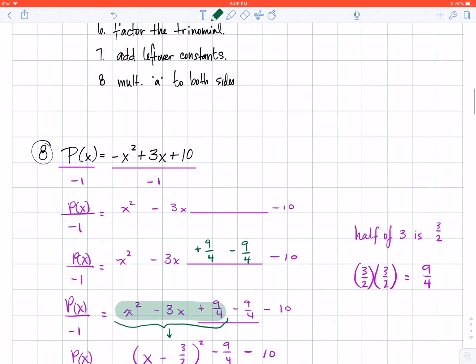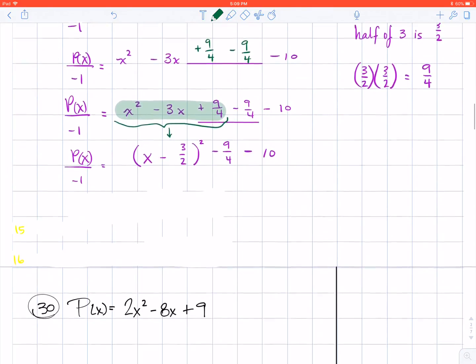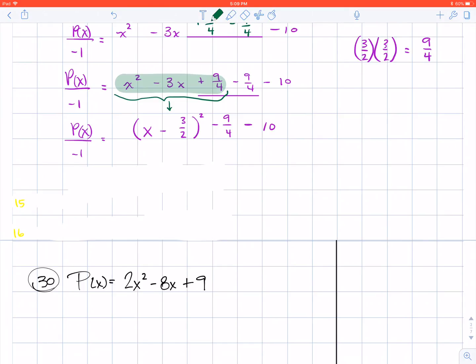So then next on my list says that you're going to add the leftover constant. So here's where I'm going to combine my like terms. I want to combine a negative 9/4 and a negative 10. In my mind, I'm not going to think of this as a negative 10. I'm going to get common denominators. So I'm going to think of this as a negative 40 over 4. 40 divided by 4 is 10. And now that allows me to combine like terms. Your calculator will do that as well. And so we have a negative 49 fourths. Negative 9 fourths, negative 40 fourths gives me my negative 49 fourths.